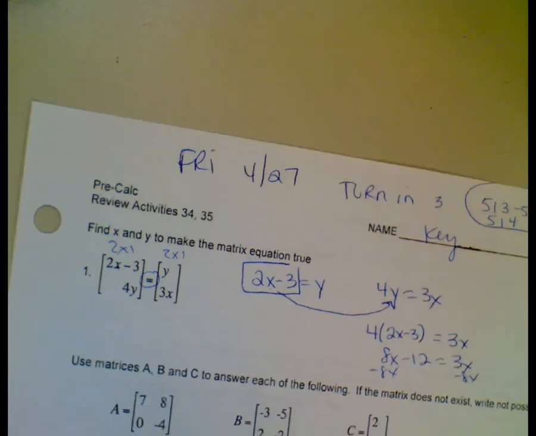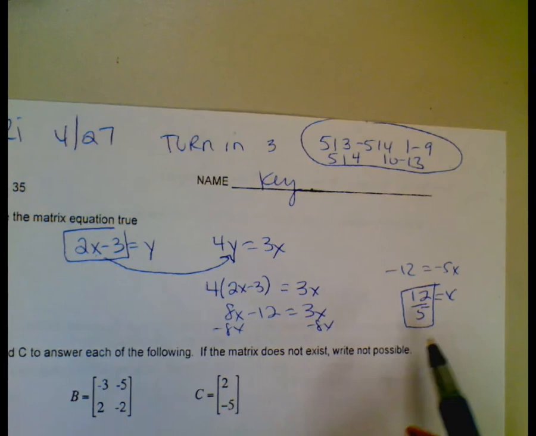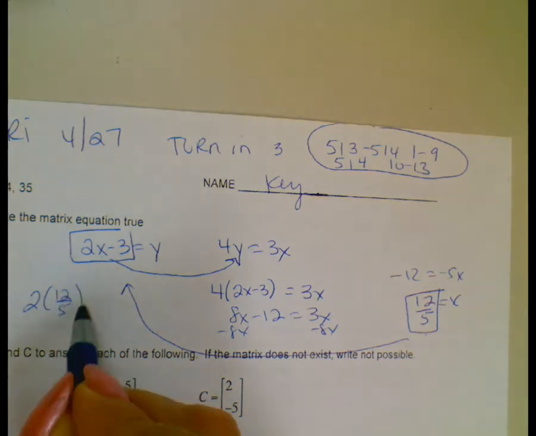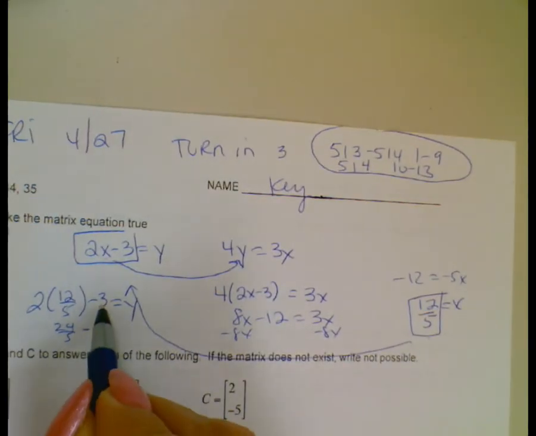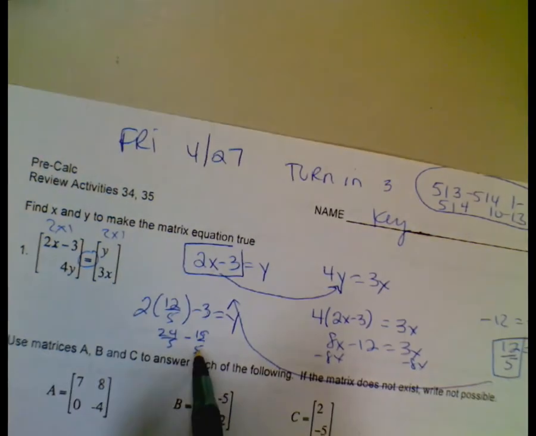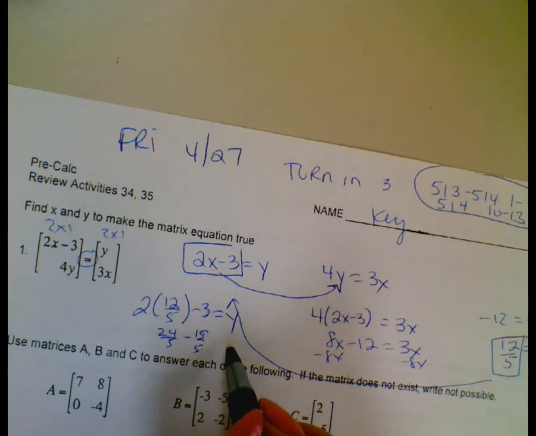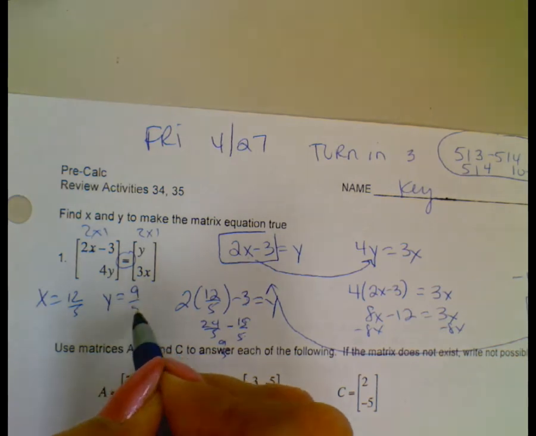Beautiful answer, right? 12 fifths. Now, what's y? If x is 12 fifths, what is y? We substitute that back into this. So we have 2 times 12 fifths minus 3 equals y. This is 24 fifths minus 3. I'm going to change 3 to 15 fifths, since 3 is really 15 fifths. You can do this on your calculator if you want, but I don't like using calculators for this. I'll change 3 to 15 fifths so that I can subtract it from 24 fifths. 24 minus 15 is 9, so 9 fifths. So y equals 9 fifths. Our answer is x equals 12 fifths and y equals 9 fifths.